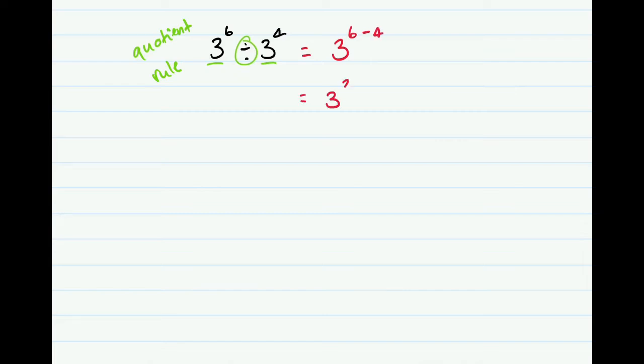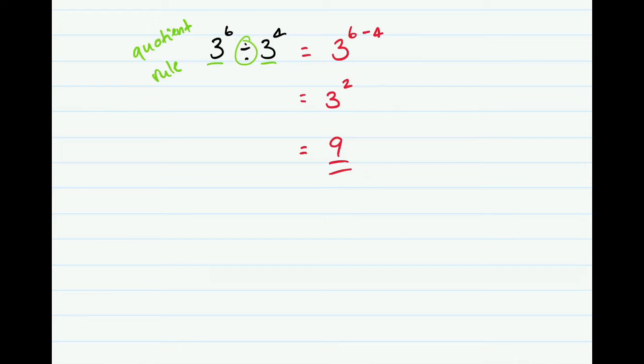Okay, so let's look at our next example. Here we have 3 to the power of 6 divided by 3 to the power of 4. Well, again, we can see that we have the same base and we have a division sign. So this is going to be our quotient rule. This one's pretty straightforward. Base of 3, 6 minus 4 is equal to 3 squared, which equals 9.